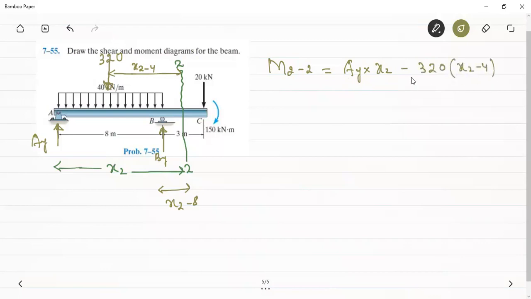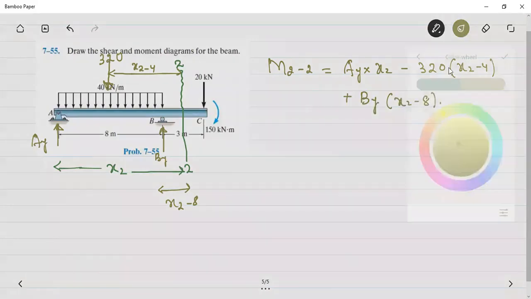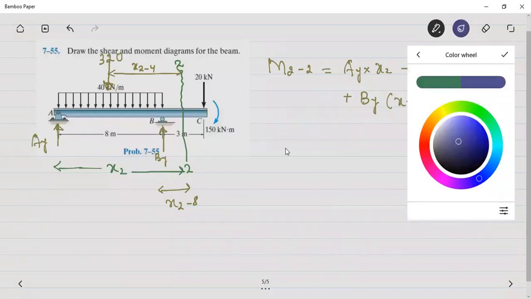x2 minus 4. And this BY will create a clockwise moment about this section 2. Therefore, it has to be treated as positive as per the sign conventions of the bending moment because we are taking the left hand side of the section. So this will be again positive, that is BY into x2 minus 8. So we can put the respective values.